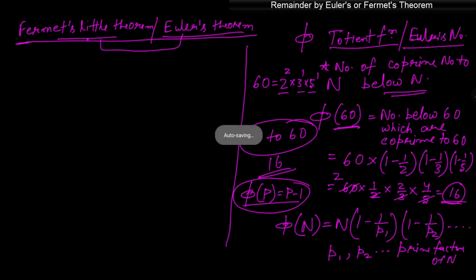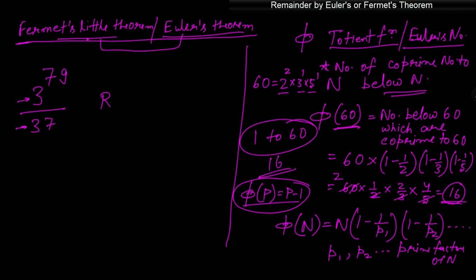Now, how do I use it in questions? If I give you a situation like this, that let's say 3 to the power 79 divided by, let's say, 37, what is the remainder? So this is a weird situation. But you see this, just make sure that this base and this divisor are co-prime. Obviously that we have already discussed. Any rule will be applicable only in this situation. Now 3 and 37, they are co-prime to each other.